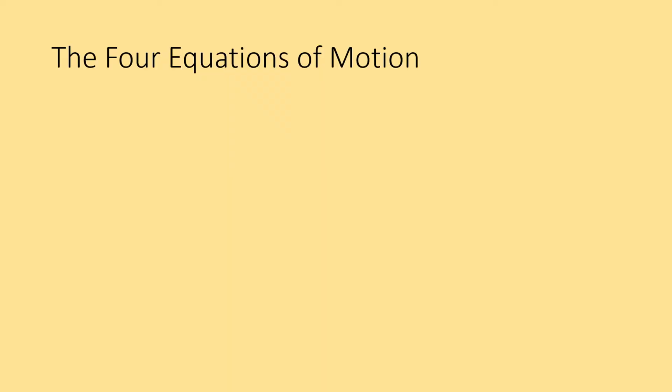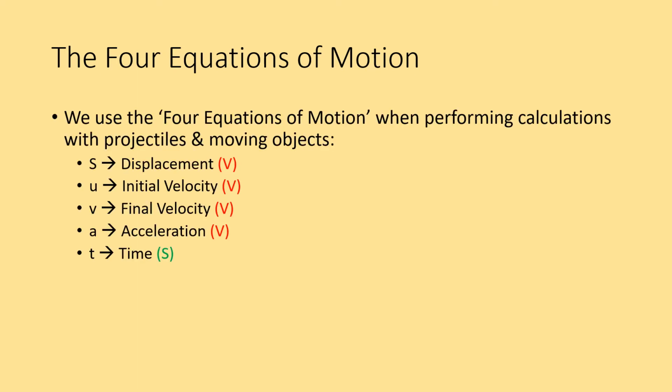All right, so let's just jump straight into the physics then. We're going to look today at the four equations of motion. We use these when we're performing calculations on projectiles and any moving objects. We use them when we are looking at objects which are constantly accelerating. And we have to look at these four vector quantities and one scalar quantity, and these are displacement, initial velocity, final velocity, acceleration, and time.